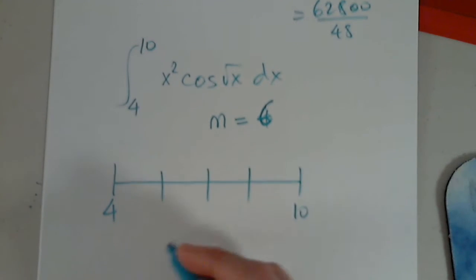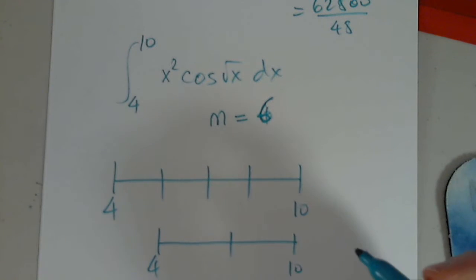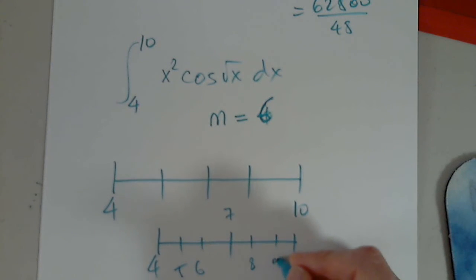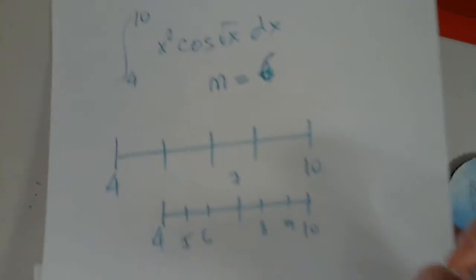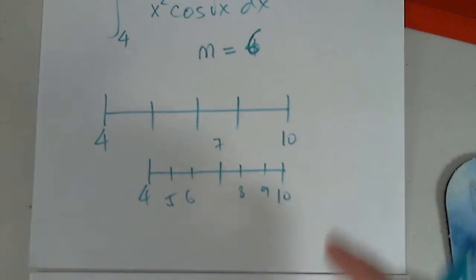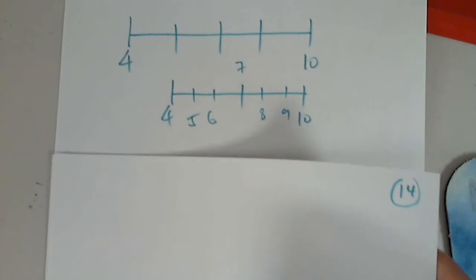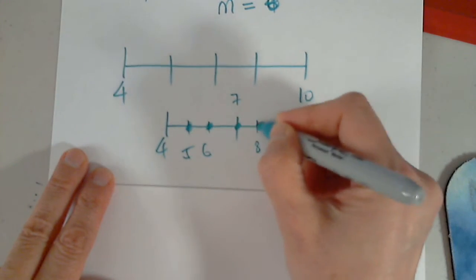Okay, so in that case, 4 to 10. In the middle we have 5, 6, 7, 8, 9. Now you want to use the midpoint, the leftmost point, or the rightmost point. Let's do rightmost point. Good, so which means that we'll have to go with this.